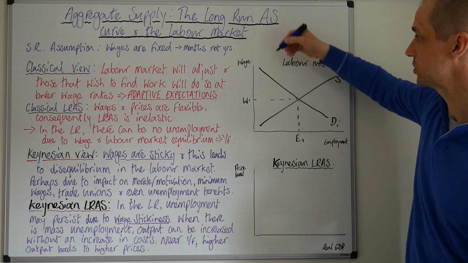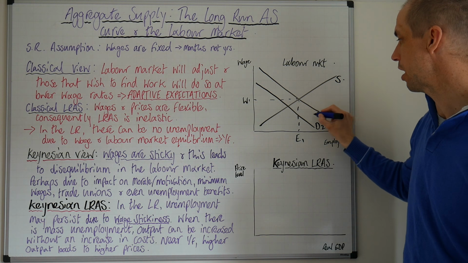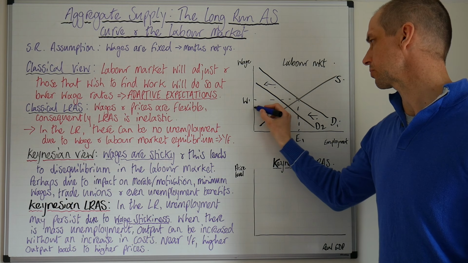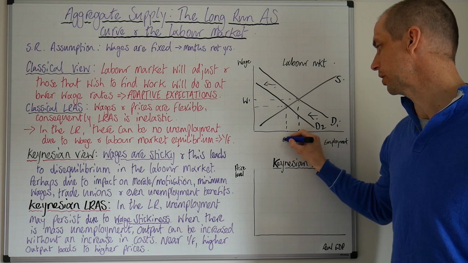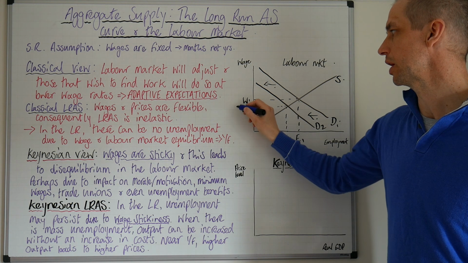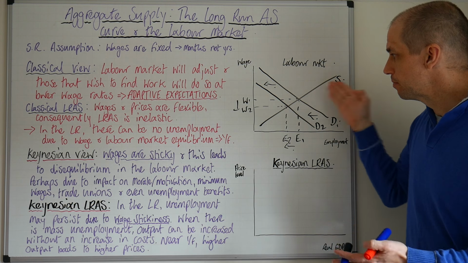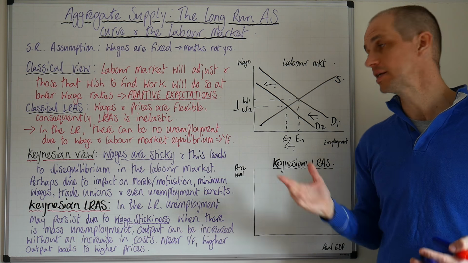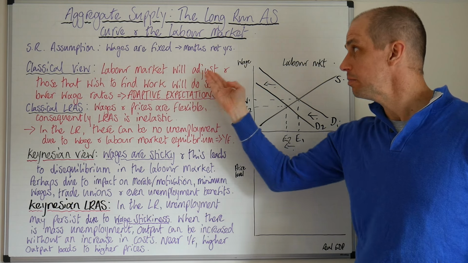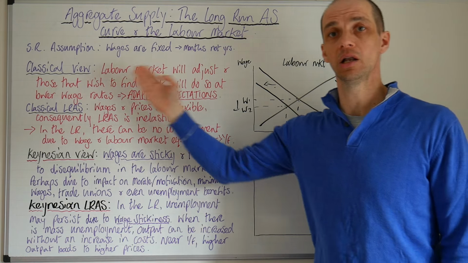Okay, so if there's a contraction in aggregate demand, we can therefore anticipate that demand for labour will also contract, and we can see that there. So that will mean that employment within the labour market will also contract, so we will see a reduction in employment and the wage rate will also contract. But crucially, the labour market clears in this instance. Okay, so the classical view was that the labour market will adjust, and those that wish to find work will do so at lower wage rates.